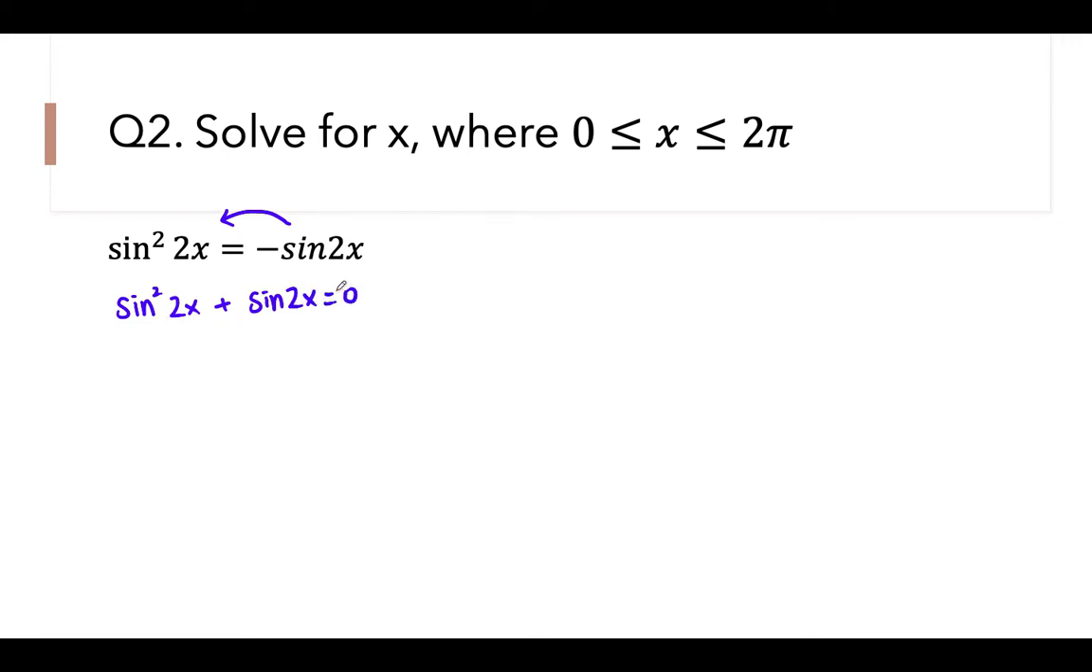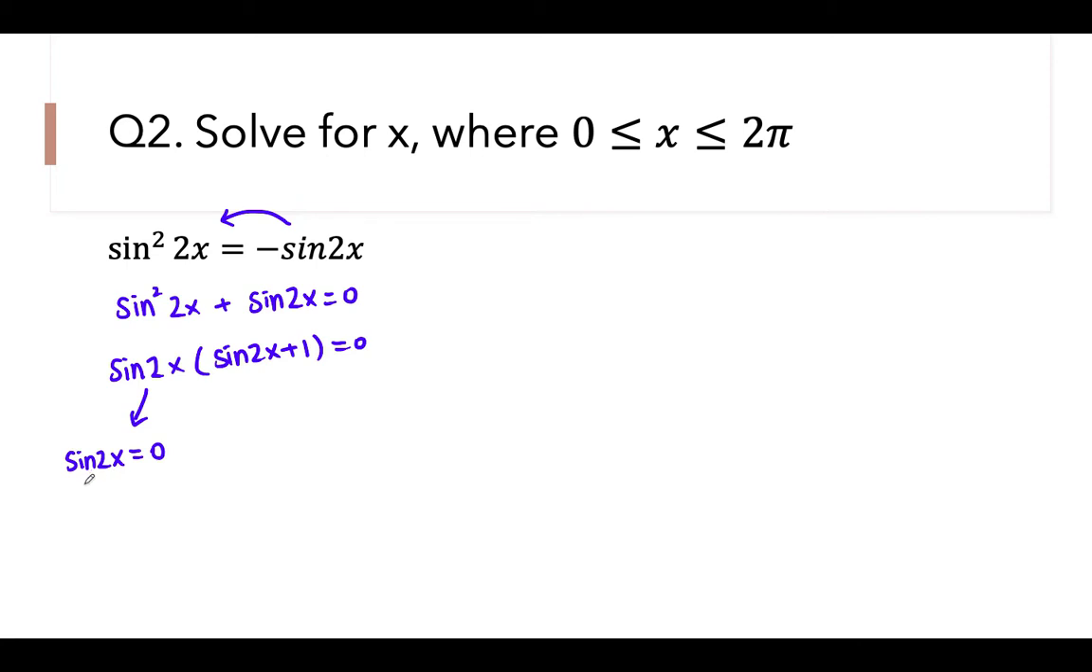And you notice that we have a common factor of sine 2x. So I'm going to factor: sine 2x times (sine 2x plus 1) equals 0. Now I'm going to let each factor equal 0. So for this one, sine 2x is equal to 0.